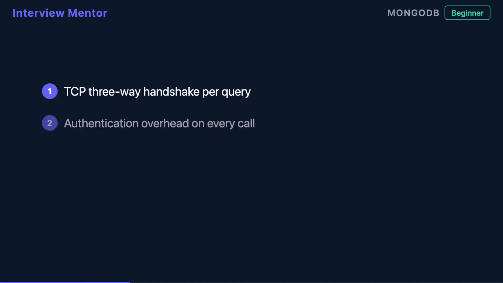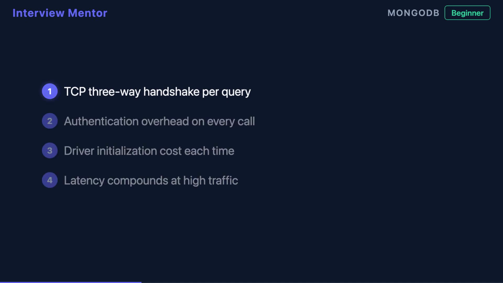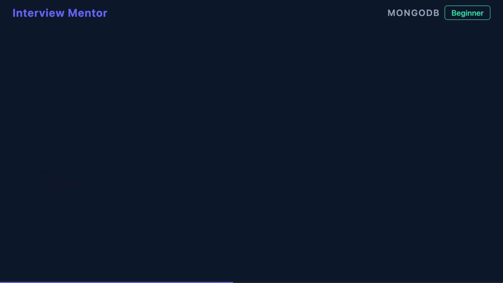Why does this matter? Every TCP connection involves a three-way handshake, followed by authentication and driver initialization. Without pooling, that overhead hits every single database call. Under heavy traffic, this latency compounds quickly. Connection pooling eliminates all of that. Your queries go straight to execution on a warm, authenticated connection, making your application dramatically faster under load.